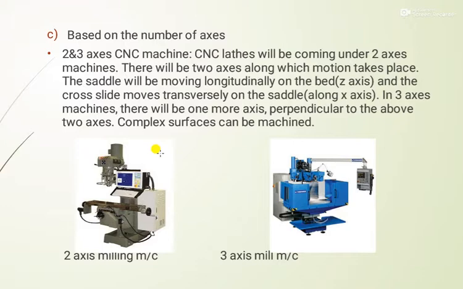In a 3 axis machine, there will be one more axis perpendicular to the above 2 axes. Complex surfaces can be machined.